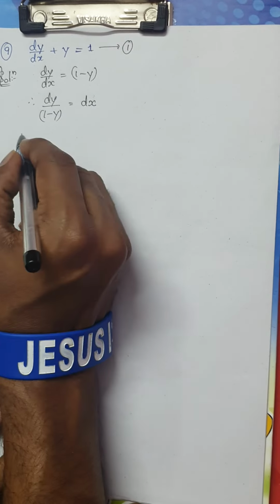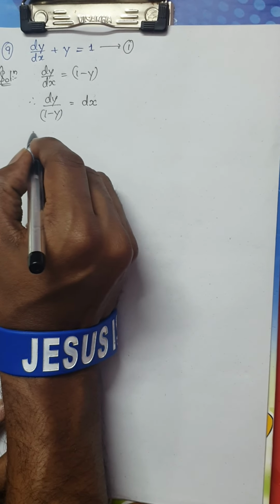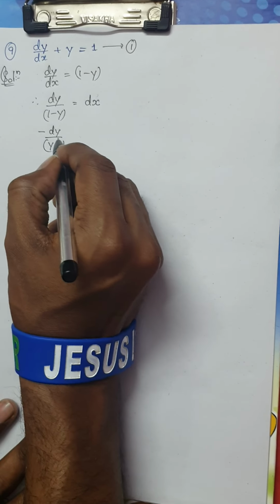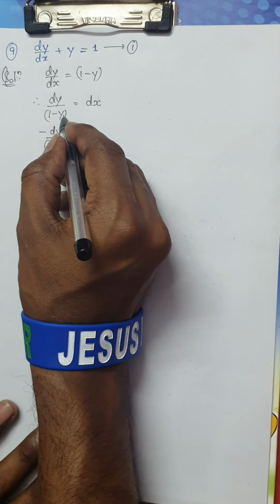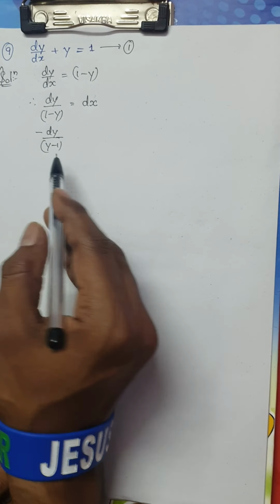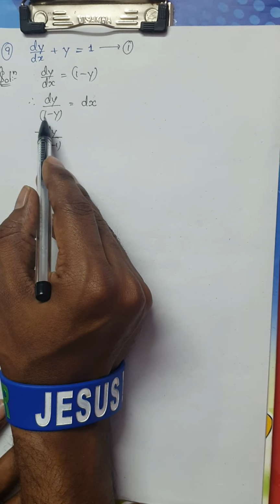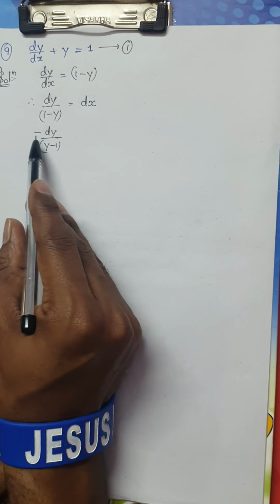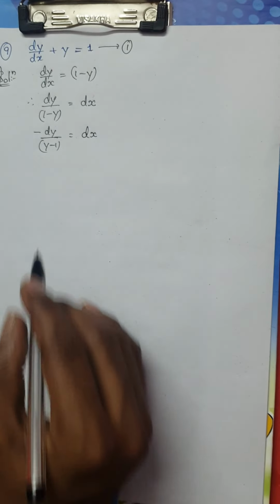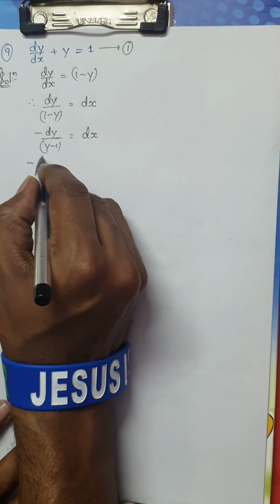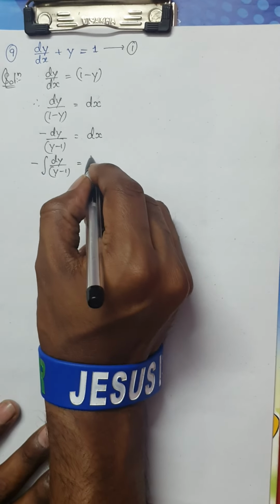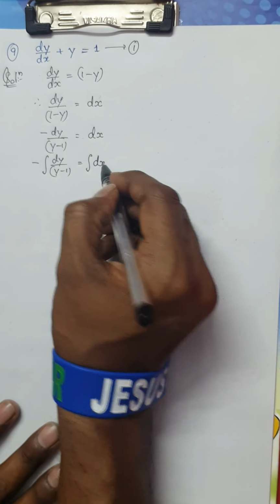Now I'm going to make a small arrangement. I'm going to write this as minus dy divided by y minus 1, because if I keep it as minus y and write it as log of mod, there are chances of you missing the sign. Whenever you have a minus x form, write it as minus of x minus a. This is nothing but dx itself. Now apply the integral sign. So minus as it is, integral of dy divided by y minus 1 is equal to integral of dx.